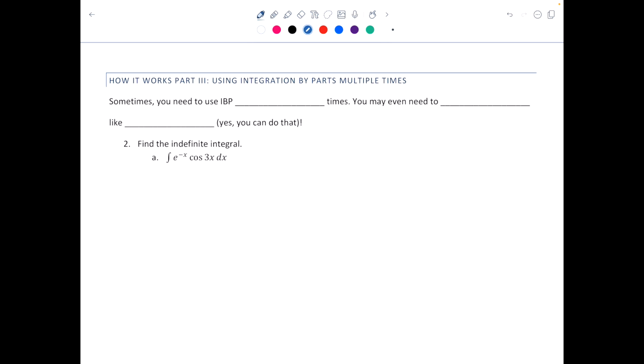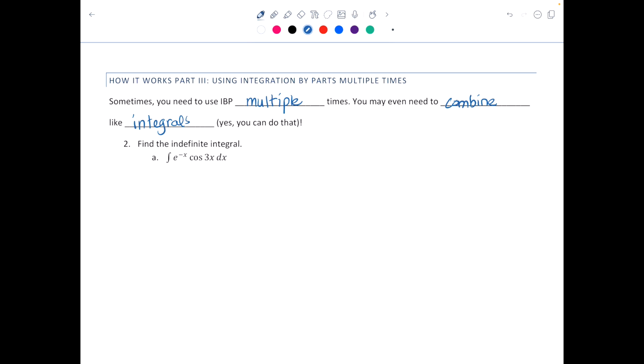Guess what we get to do now? We get to use integration by parts multiple times. So IBP is integration by parts. Sometimes you need to use integration by parts multiple times. You may even need to combine like integrals, which is why I've been rewriting the original integral every time. So let's take a look at this one.